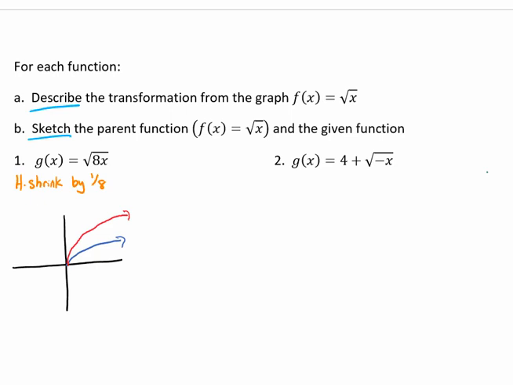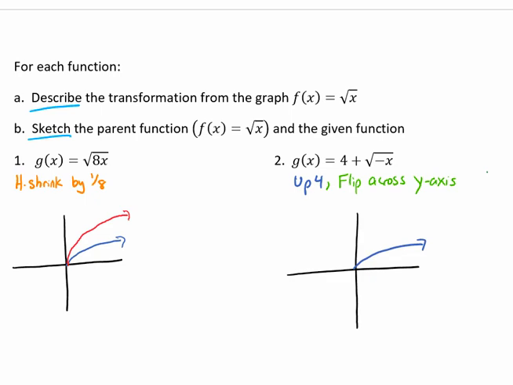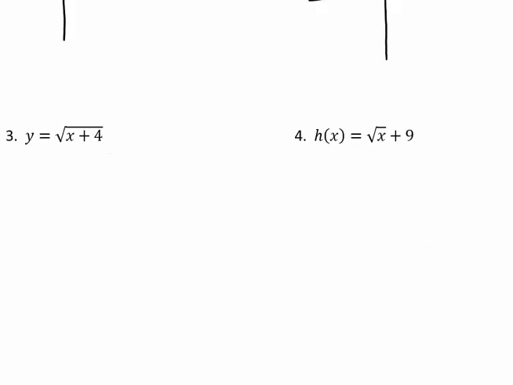So for number 2, I have g of x equals 4 plus the square root of negative x. So the 4 on the outside means I'm going to be moving up 4. And the negative on the inside means I'm going to flip or reflect across the y-axis. So my parent function didn't change, but I'm going to go up 4 and then have it go on the other side of the y-axis. Let's do a few more.